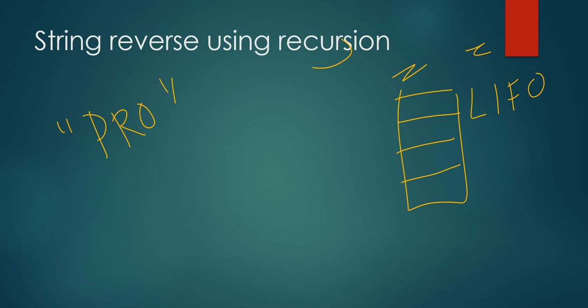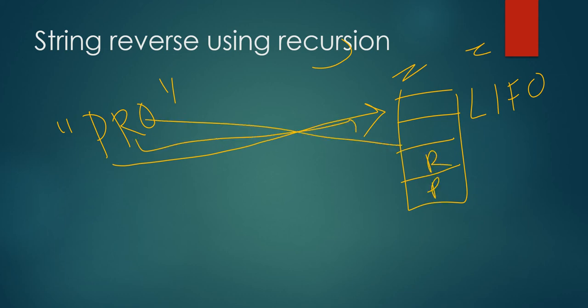See, recursion means calling one function inside another function. The same function will keep on calling itself, one inside another. First, what happens: p will be pushed to the stack, and next r will be pushed here, and then o will be pushed.